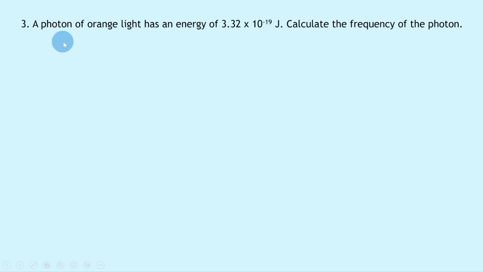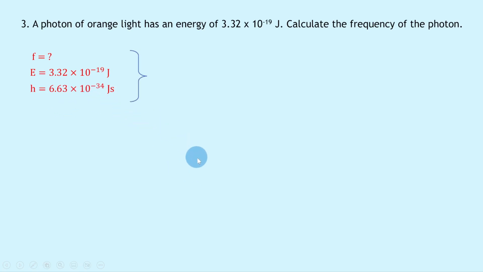Lastly, question 3 says a photon of orange light has an energy of 3.32 times 10 to the minus 19 joules. Calculate the frequency of the photon. So writing down what we know from the question, we're trying to find f. We know the energy E is 3.32 times 10 to the minus 19 joules, and Planck's constant h from the data sheet is 6.63 times 10 to the minus 34 joule seconds.